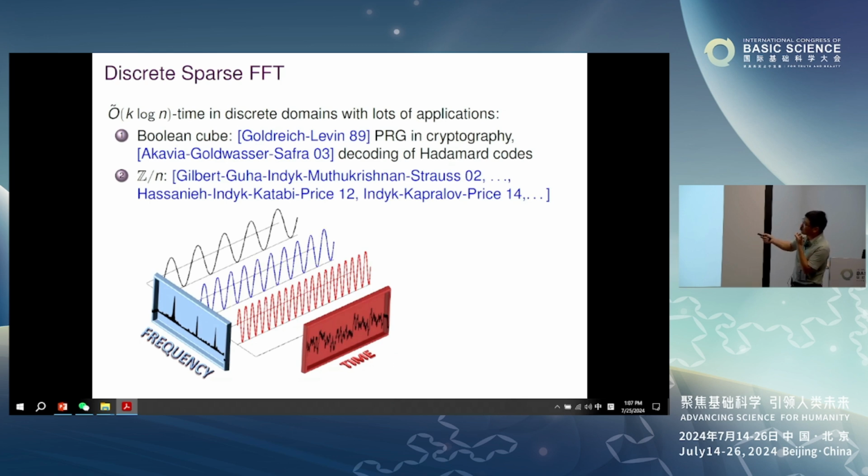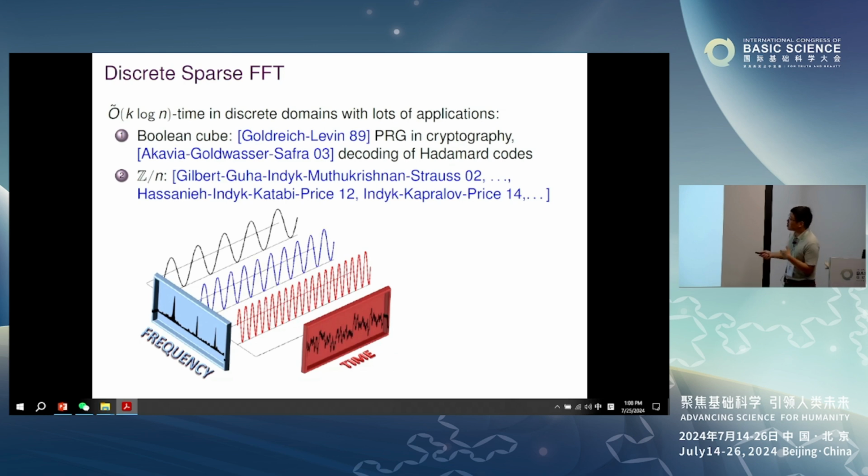So in the discrete setting, we do have such algorithms, for example, in the Boolean cube and in the cyclic group of size n. Actually, those algorithms were not originally studied from the perspective of the Fourier transform. Goldreich and Levin studied this to construct pseudo-random generators in cryptography, and another classic work by Kushilevitz, Mansour, Goldwasser, and Safra studied this as list decoding of Hadamard codes.